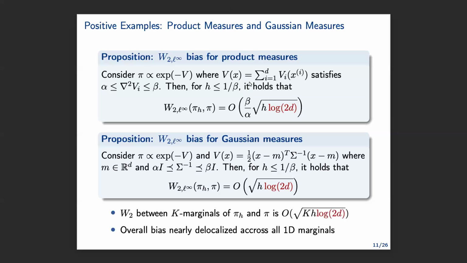But here it's tighter. We don't have the condition number, beta over alpha. But again, we say that there is a log 2D. So if we use the previous metric without infinity, we get the H here. So it just goes from D to log 2D. And the same result applies to the Wasserstein-2 between any k marginals of the biased distribution and the true distribution, which only scales with log 2D. You only need H to be 1 over K to ensure a bounded bias, no matter how high the dimension is. And this justifies the effect we are talking about: the overall bias is linearly delocalized across all one-dimensional marginals. So all the errors add up to a lot, but the individual ones are actually well behaved.